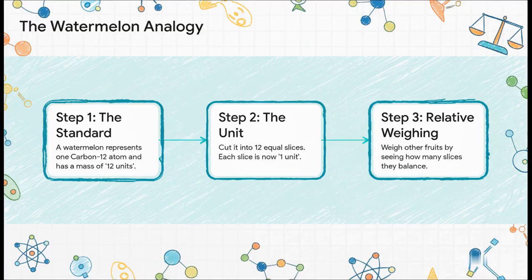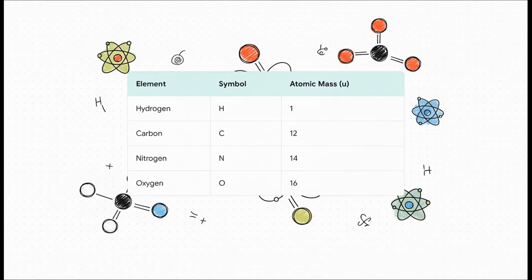Now you can weigh everything else. An apple might balance 1 slice. A pineapple might balance 16 slices. That's exactly how relative atomic mass works. The watermelon is carbon-12, and the slices are our atomic mass units. And when we use this system, we find out that a hydrogen atom weighs about the same as one of our slices. So its mass is 1U. An oxygen atom is heavier. It's like 16 of those slices, so its mass is 16U. All of a sudden, we had a really practical way to compare how heavy different atoms were.